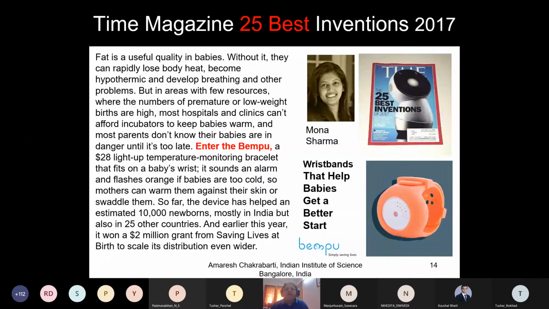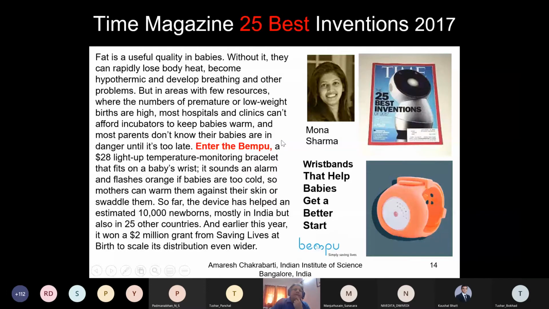Babies have a problem called hypothermia. Hypo means low, thermia means temperature. So when they go down, their temperature goes down below a certain threshold. They need to be warmed up immediately or they will die. And there is a large number of babies around the world that die because of that.